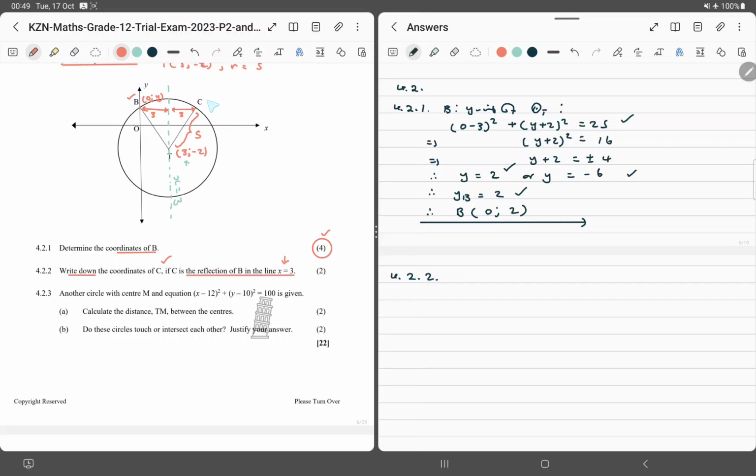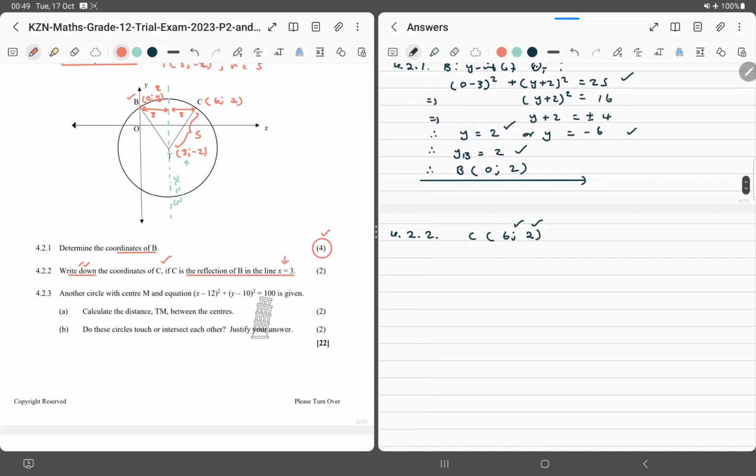That is very nice, because now that means our C is going to be 3 plus 3, that is essentially 6. But now the y coordinate, because it's a horizontal reflection, the y coordinate is that of B, which we found to be 2. So this one you can do by inspection, as the question says, write down. So we can see that C is going to be (6, 2). Easy stuff. So we're getting 2 marks for each one of those 2 coordinates. So 4.2.3 says now another circle with center M.